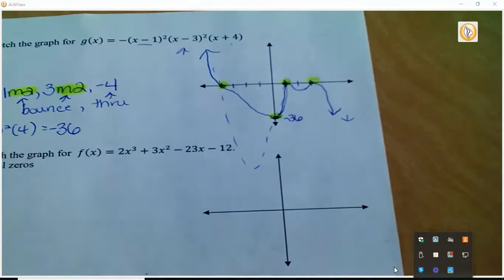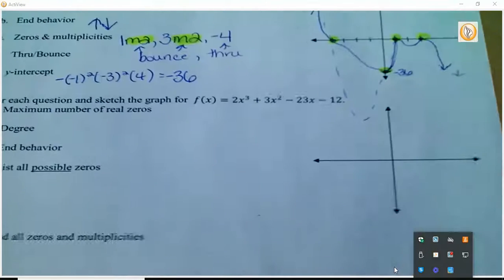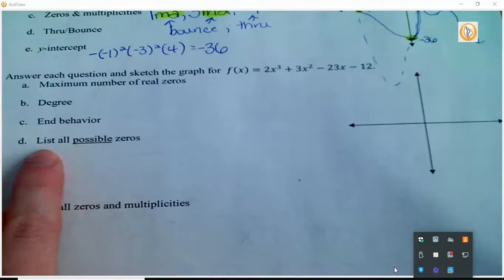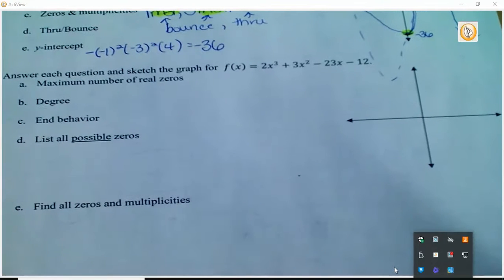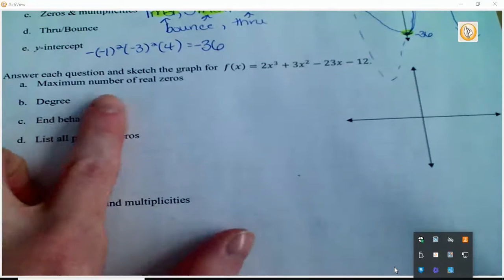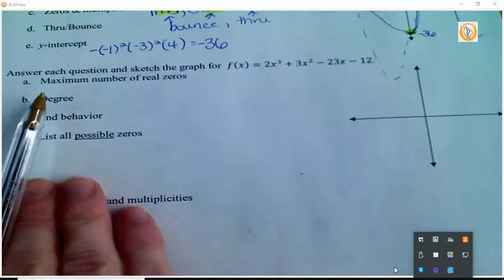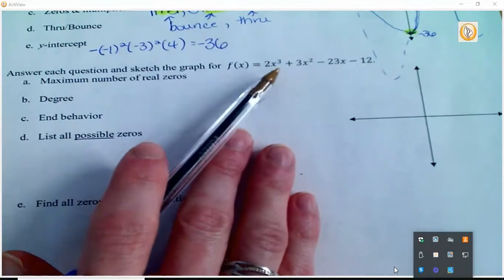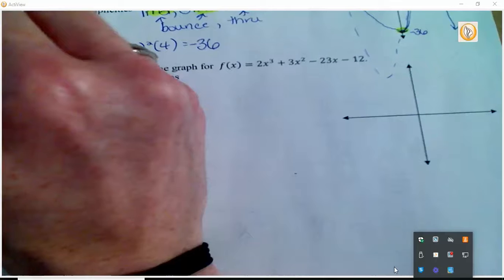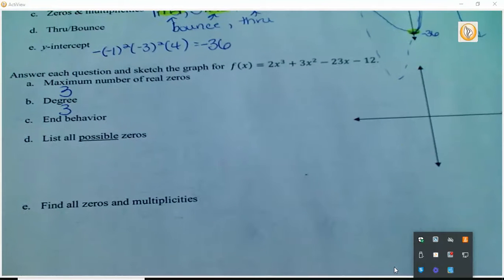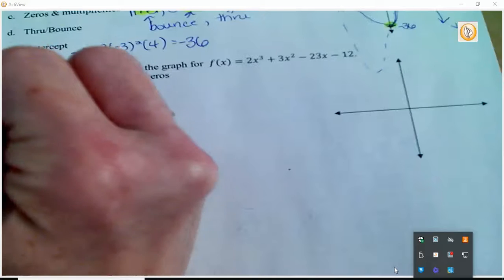All right, number 8. So these questions on the Math Excel, I know you can kind of cheat a little bit because you can look at a graphing calculator. But on the quiz, I am going to ask you to list all the possible zeros. So you have to know how to do that. The maximum number of zeros is the same as what? The degree. When I say how many zeros can this have, I'm asking the degree, which is 3. So the maximum number of zeros is 3. My degree is 3. What would my end behavior be? Down, up.